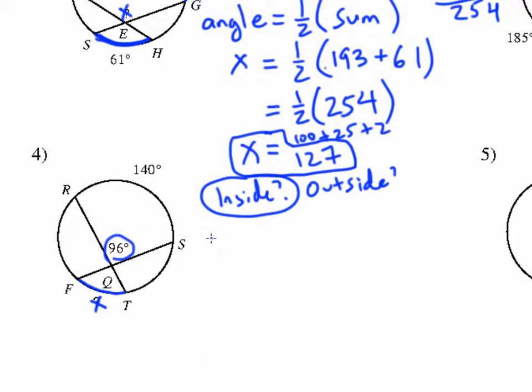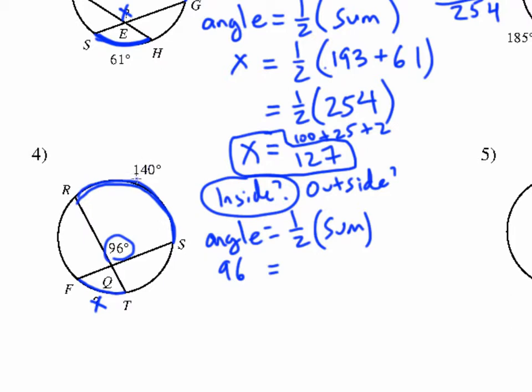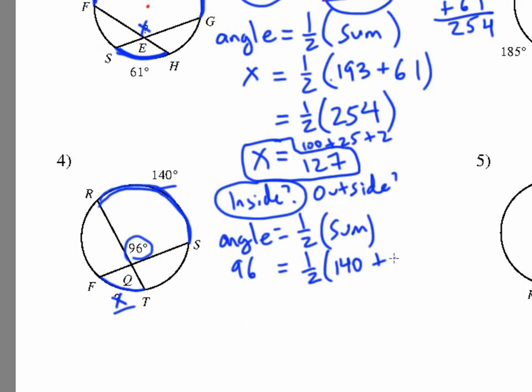So we can set it up again where the angle equals half. Since it's inside, it's going to be the sum. The angle equals half of the sum. Well, what is the angle? The angle is not x. The angle is 96, equals half of the sum. What am I summing up? I'm summing up 140 and x. So half of the sum, 140 plus x.